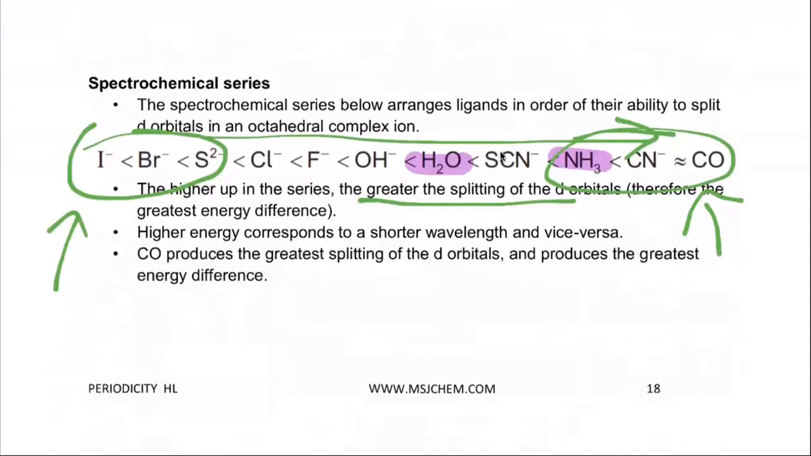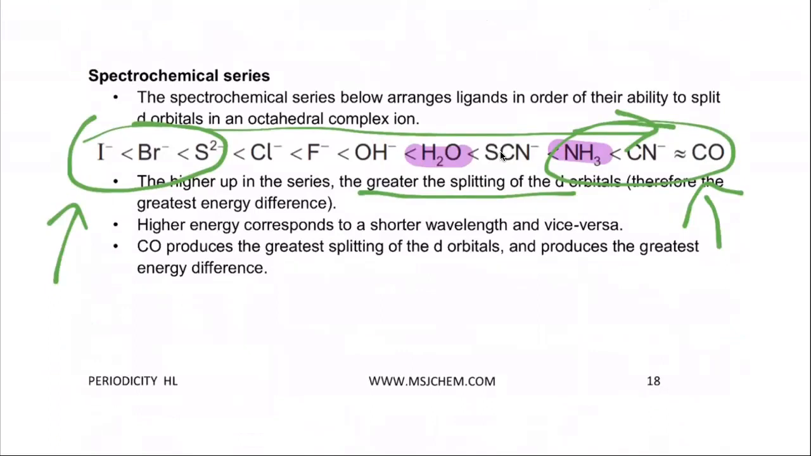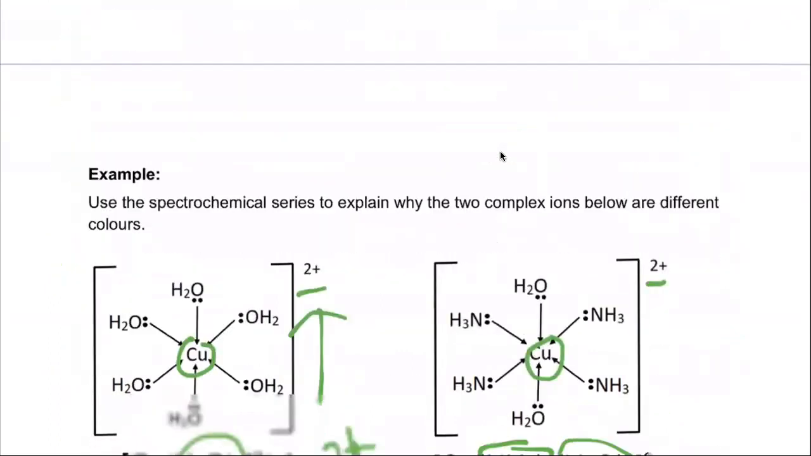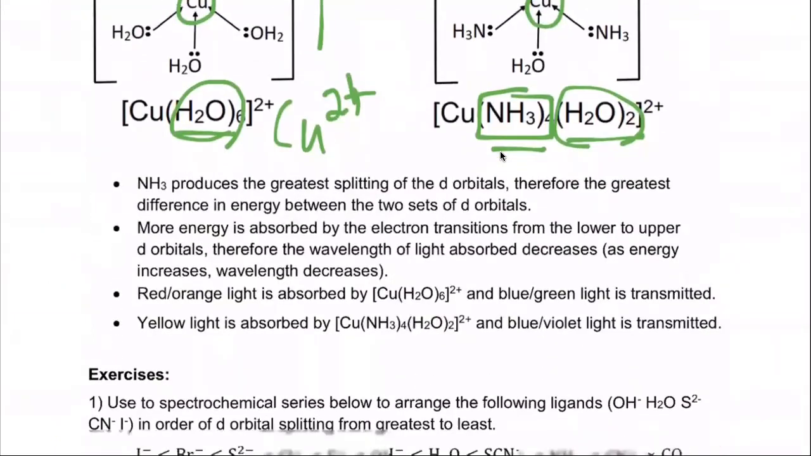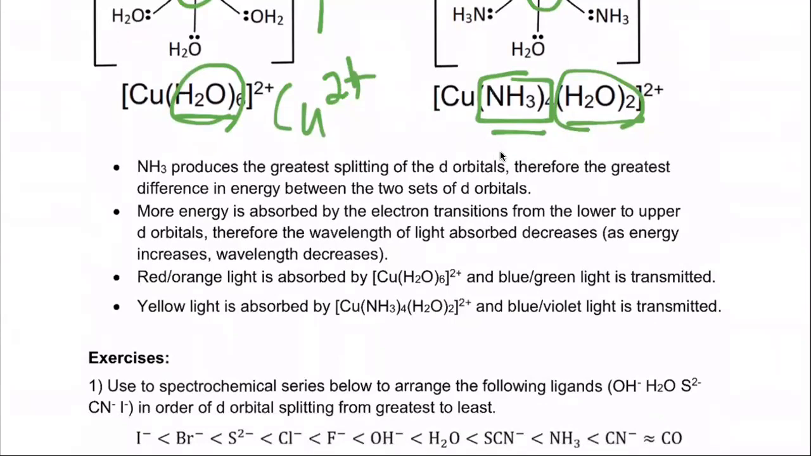And so because the one on the right has 4 NH3s, that is going to cause it to have a greater energy difference. So that's basically what it's summarizing here. It says NH3 produces greatest splitting, therefore the greatest difference in energy between the two sets of d orbitals. That means it's absorbing more energy as the electron transitions, and therefore the wavelength of light absorbed decreases as the energy increases.